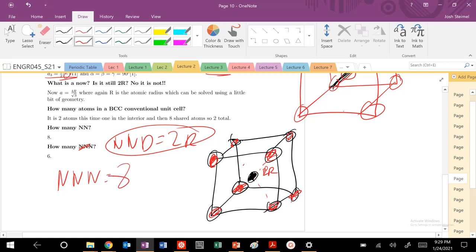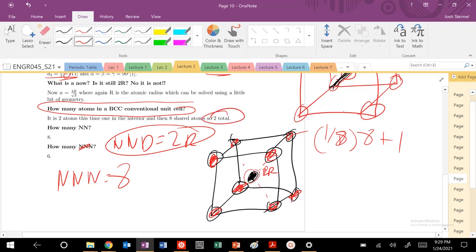And if I also want to count the number of atoms in my unit cell, I still have cubic symmetry. So each of these corner atoms is an 1/8, and there's 8 of them. But I also have 1 atom right at the center of my cube. So that's 1. So actually I have 2 atoms in my BCC structure.